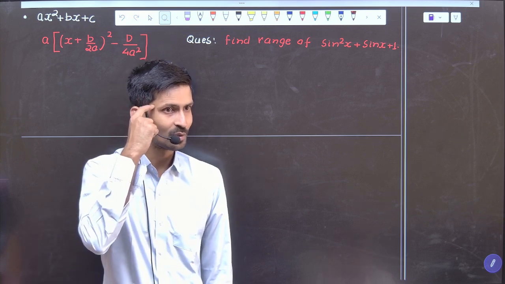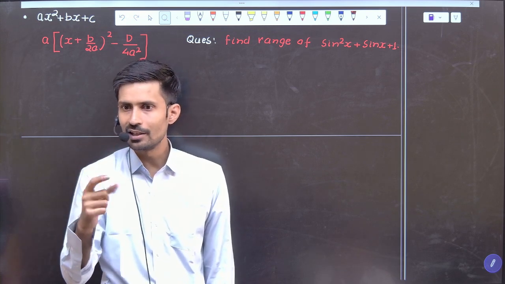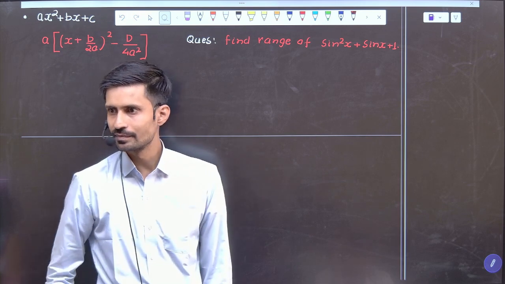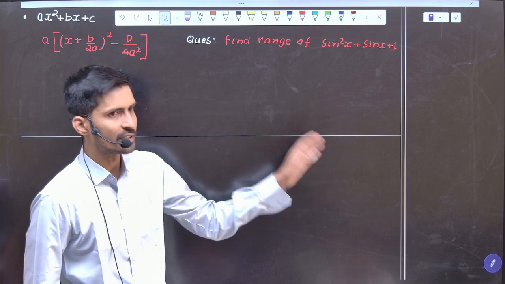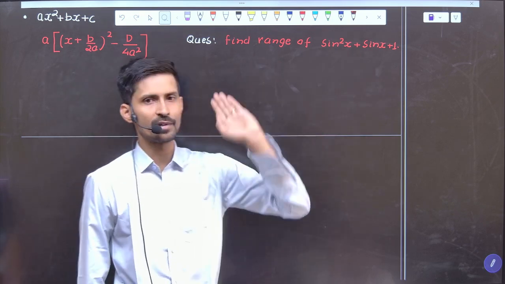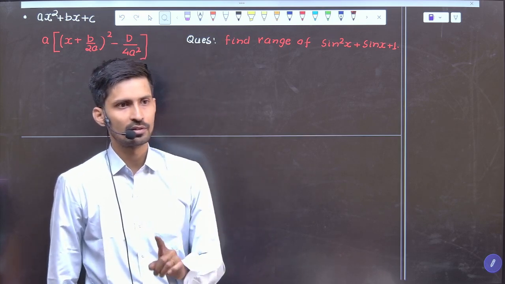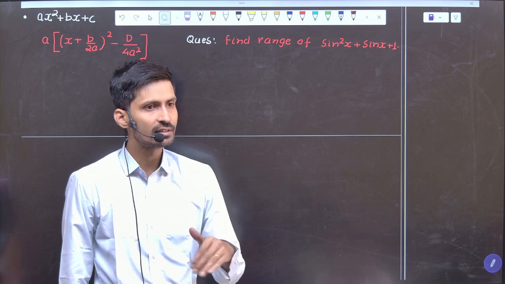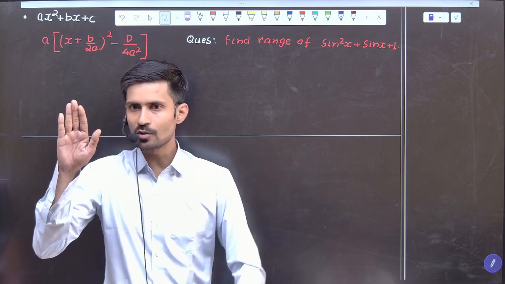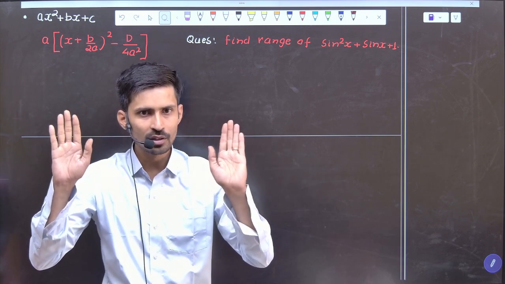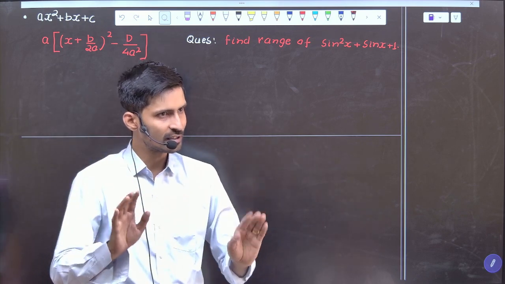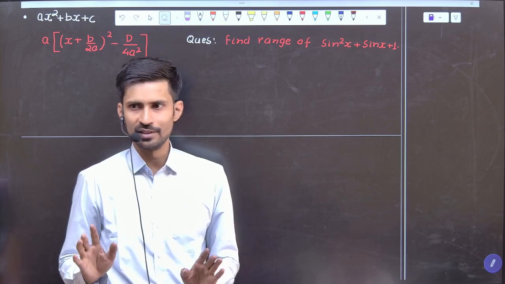This process should go inside your brain, then you will get the correct answer. Then you will see this expression. Tell me how many terms of x are present there. They are sin square x and sin x. Are both the same? Different. It means this is the only problem in this expression.